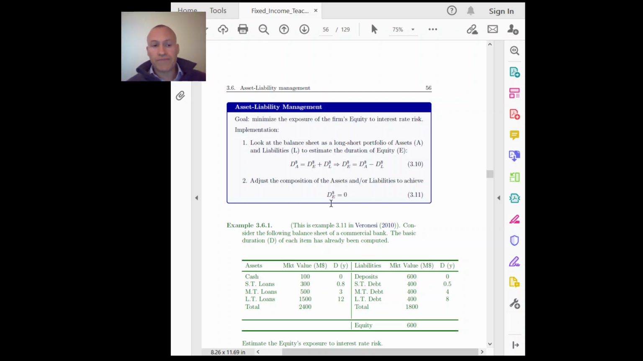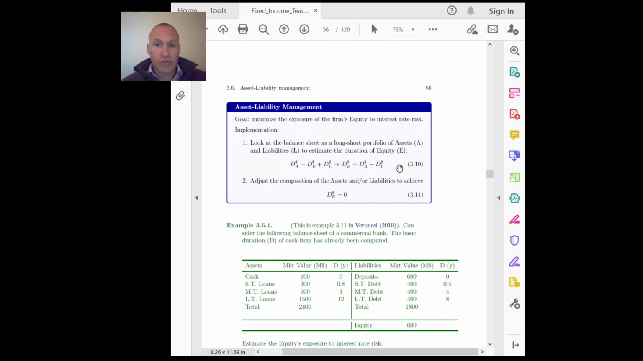So how do we do that? First, we have to measure it. We have to say exactly how much that risk is, meaning we have to compute the dollar duration of the equity. We look at the balance sheet together, and the dollar duration of one side of the balance sheet, the assets, has to equal the dollar duration of the other side, which is equity plus liabilities. That's this first equation here, and by difference, I can find that the dollar duration of equity is the difference between the dollar duration of the assets and the liabilities. That gives me the measure of the risk.